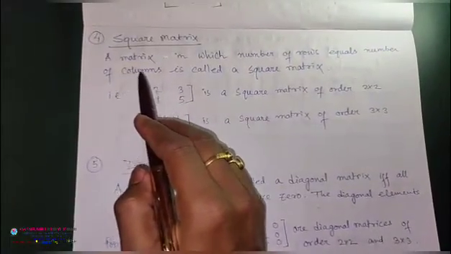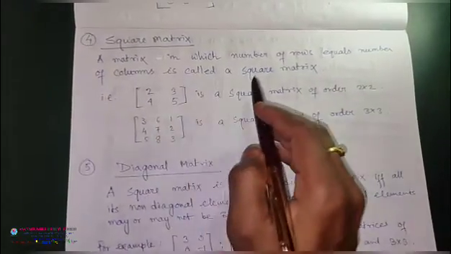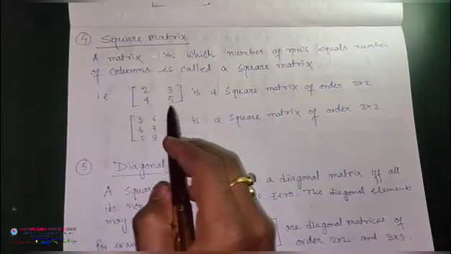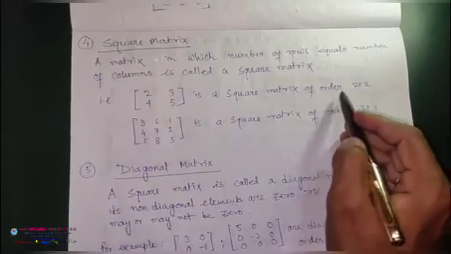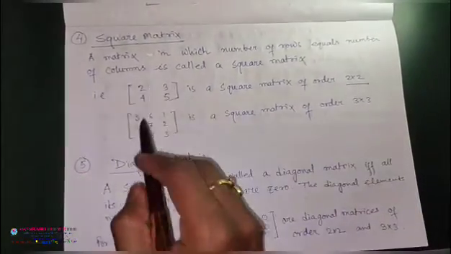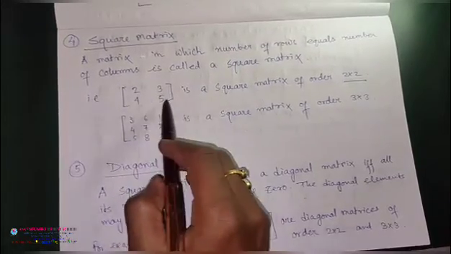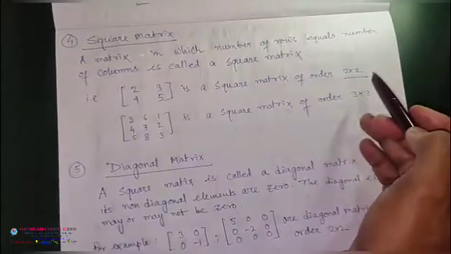A matrix in which number of rows equals number of columns is called a square matrix. That is 2, 3, 4, 5 is a square matrix of order 2 by 2. That means what is a square matrix? When the number of row is equals to number of column. Here number of rows 2, number of columns also 2. That is a square matrix of order 2 by 2.